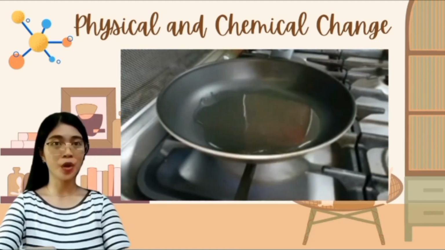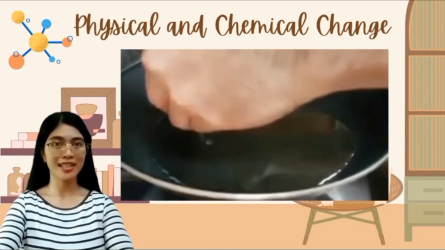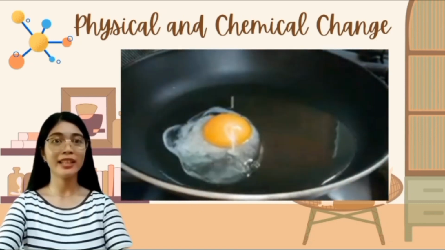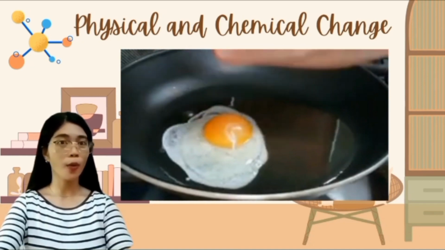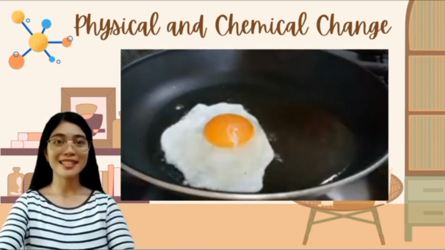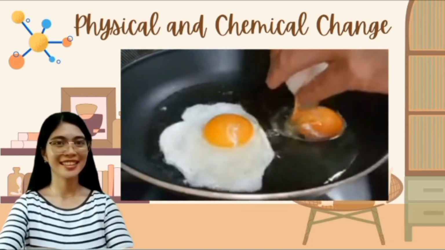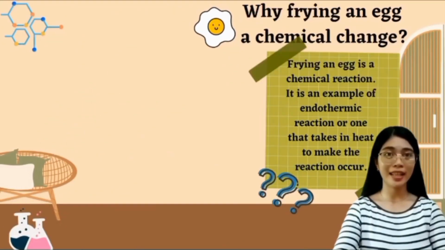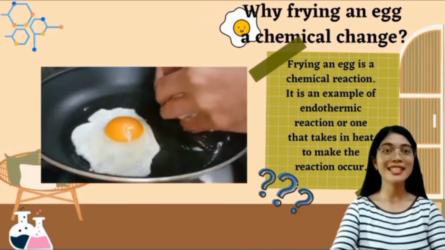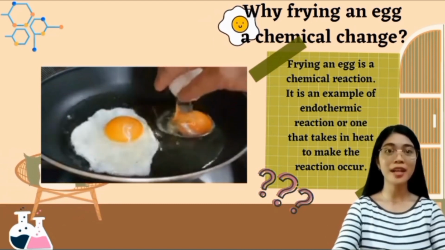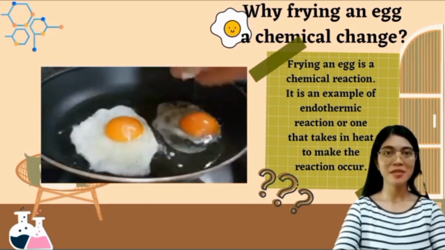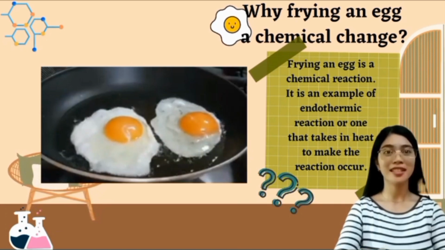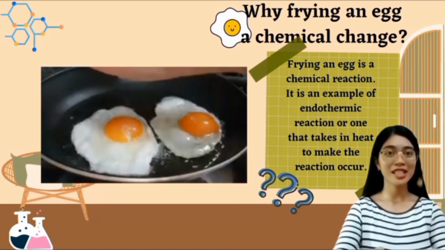However, if I cook this raw egg, add some seasoning to it, and put it on the pan with oil and heat, and I'm going to fry it, this will lead us to chemical change, because frying an egg is a chemical reaction. It is an example of an endothermic reaction, or one that takes in heat to make the reaction occur. An egg is made up of proteins and water, and the yolk also contains fat.